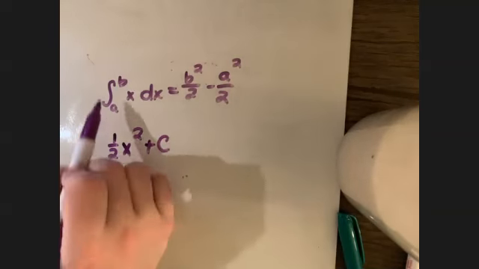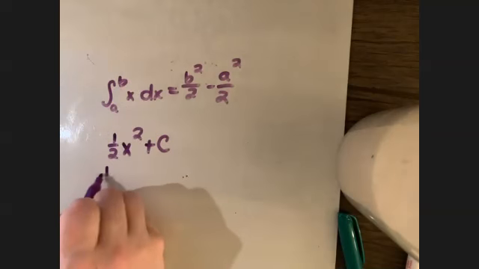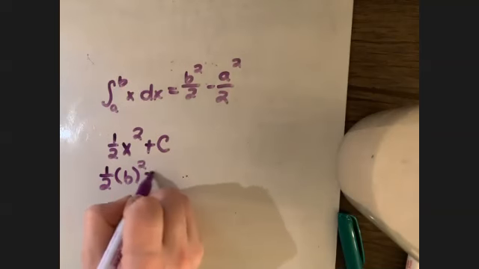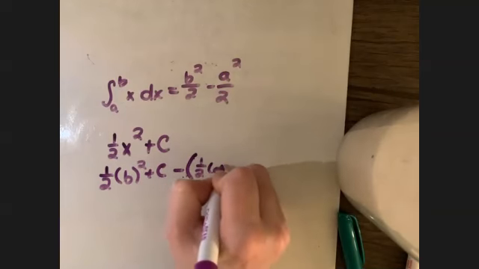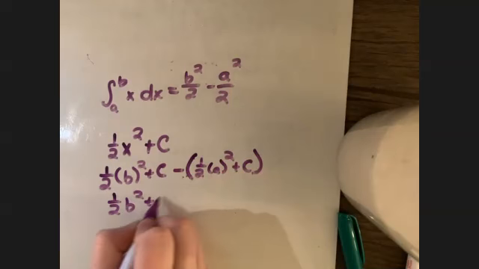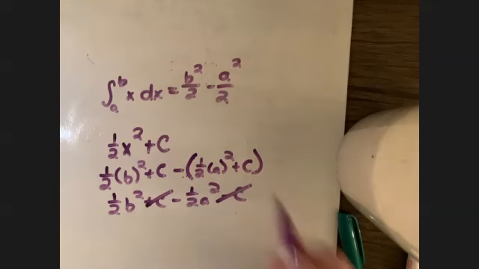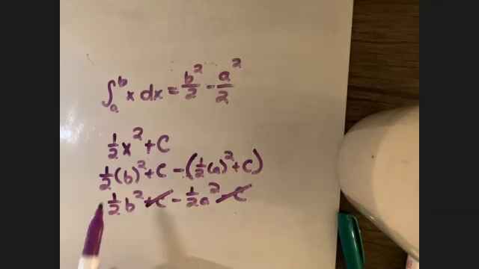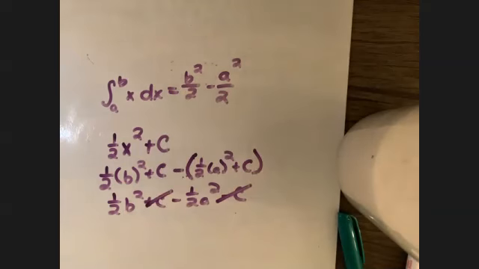So now let's talk about what happens when we do the definite integral, we're plugging in the b and we're plugging in the a, and we do upper minus lower. So this is going to be 1/2 b squared plus c minus, and I'm going to do a big set of parentheses here, 1/2 a squared plus c. So it's going to be 1/2 b squared plus c minus 1/2 a squared minus c. And y'all, that's the same c. So those are going to go away. So now I have 1/2 b squared minus 1/2 a squared, which is b squared over 2 minus a squared over 2.